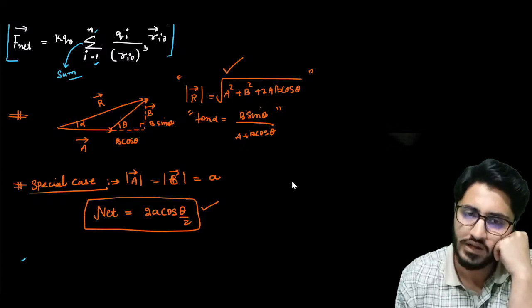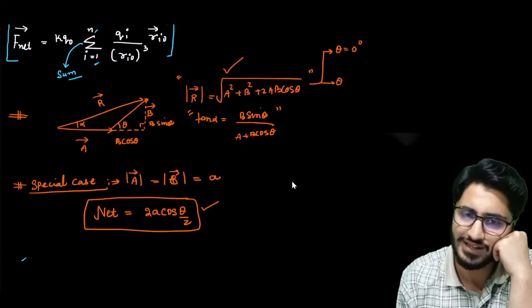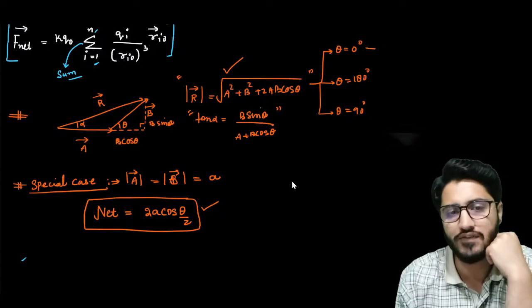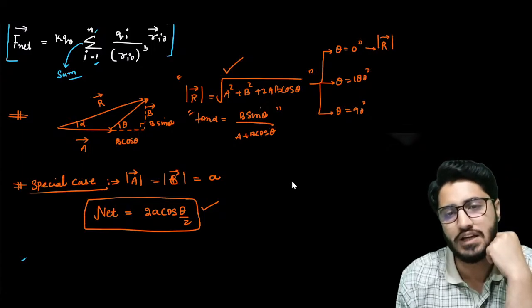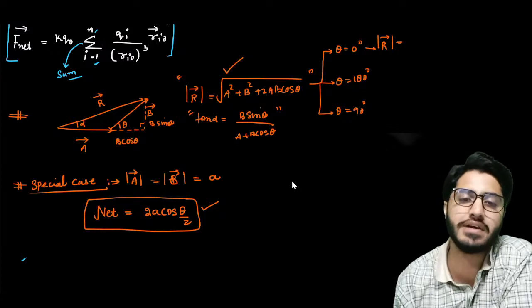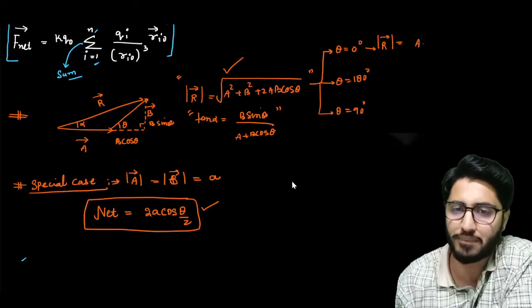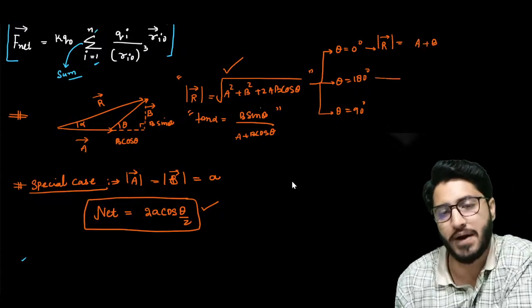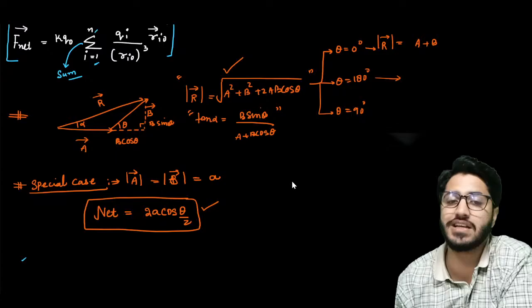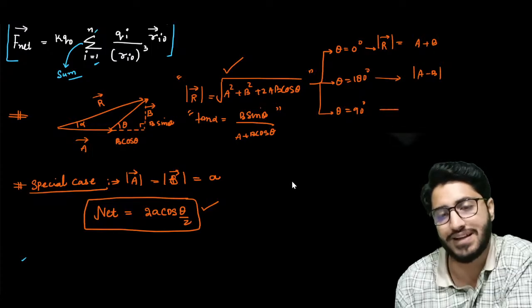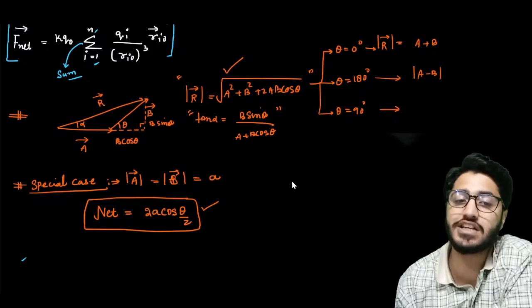One more thing: if my theta is 0 degrees, or 180 degrees, or 90 degrees, what will my r be? For 0, cos 0 is 1, so it becomes a square plus b square plus twice ab, which is a plus b. If theta is 180, cos 180 is minus 1, so it is a minus b. If theta is 90, cos 90 is 0, so it is root of a square plus b square.